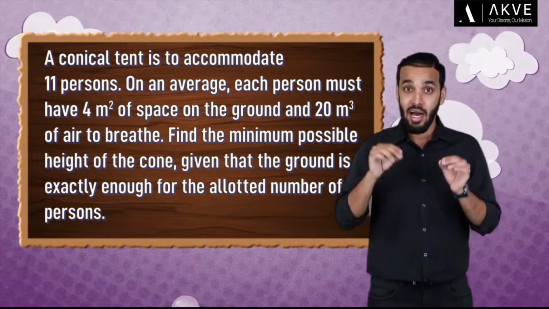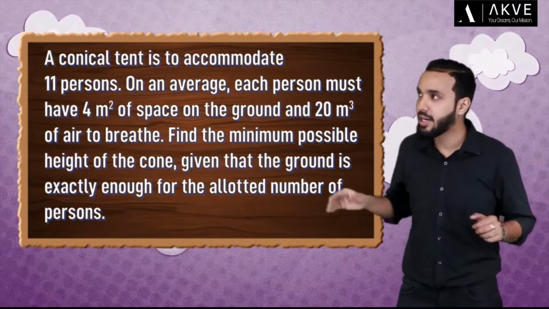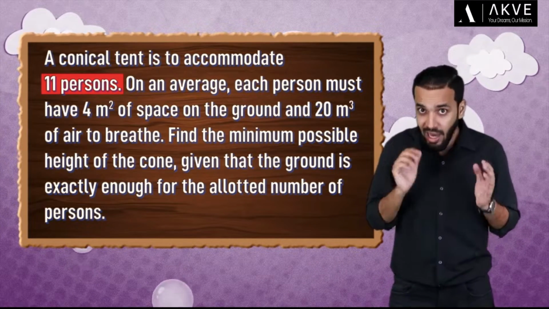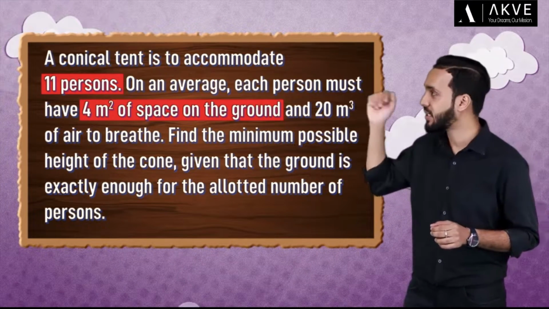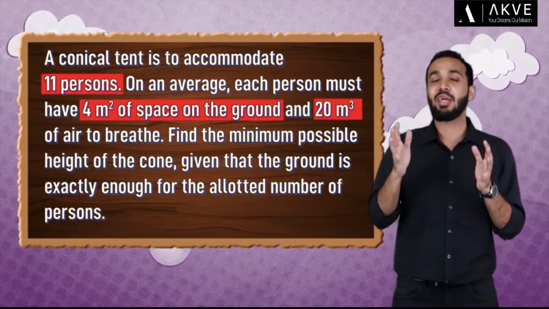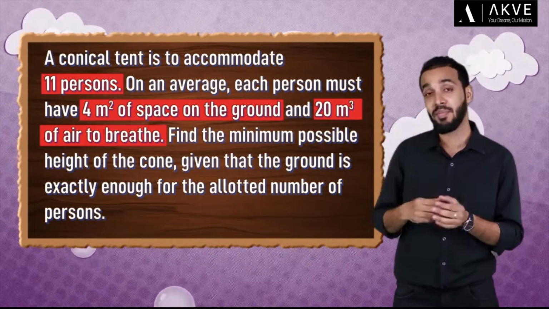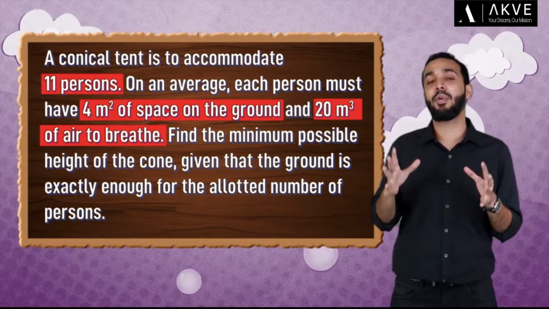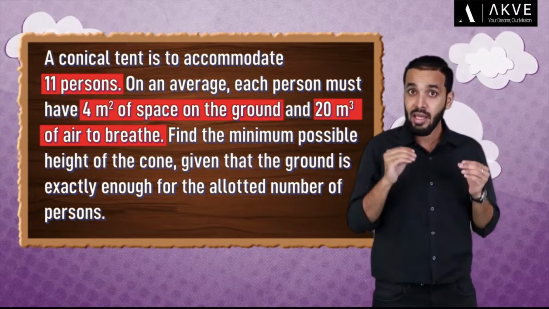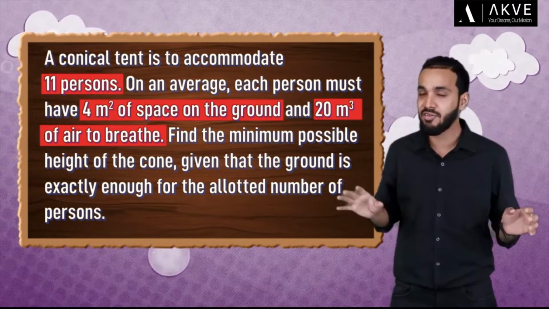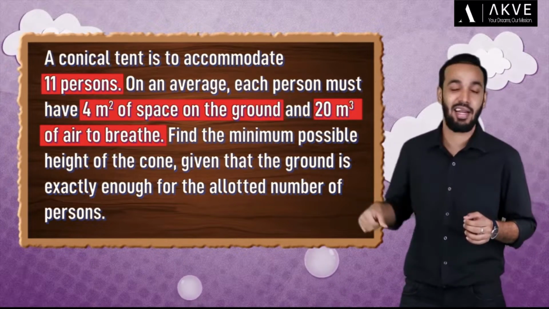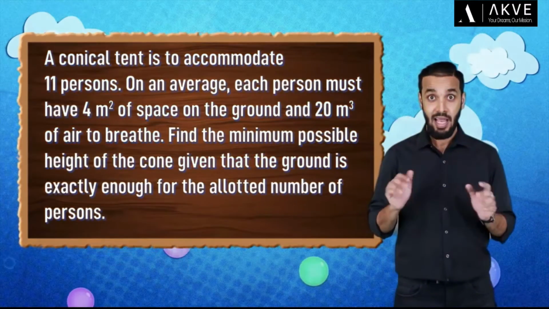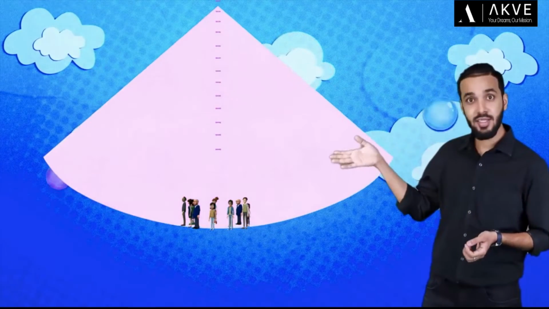It states that a conical tent is to accommodate 11 persons. On an average, each person must have 4 square meters of space on the ground and 20 cubic meters of air to breathe. And we have to find the minimum possible height of the cone given that the ground is exactly enough for the allotted number of persons. Sounds like an interesting one, doesn't it?